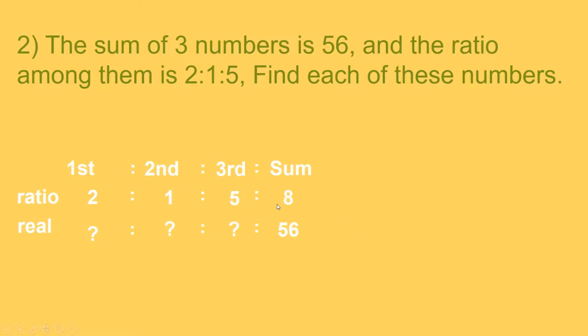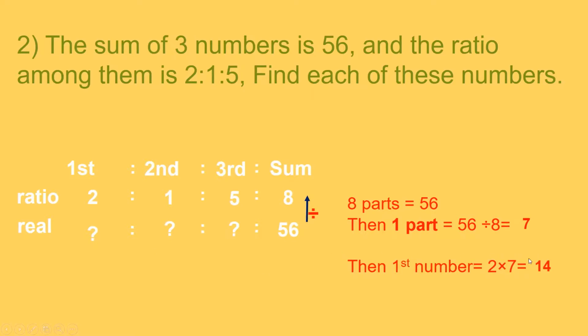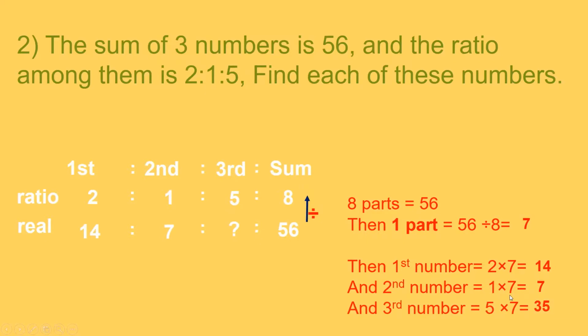Now find the first, the second and the third number. We know that 8 parts equal 56. So let's find one part. One part equals 56 divided by 8 equals 7. So one part equals 7. So the first number equals 2 multiply 7, which equals 14. And the second number equals 1 multiply 7, which equals 7. And the third number equals 5 multiply 7 equals 35.